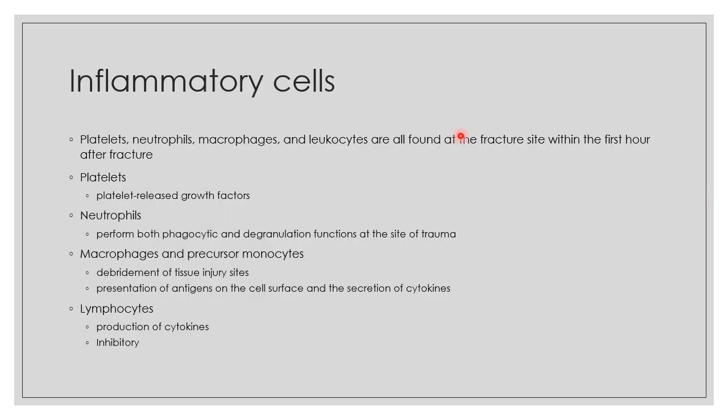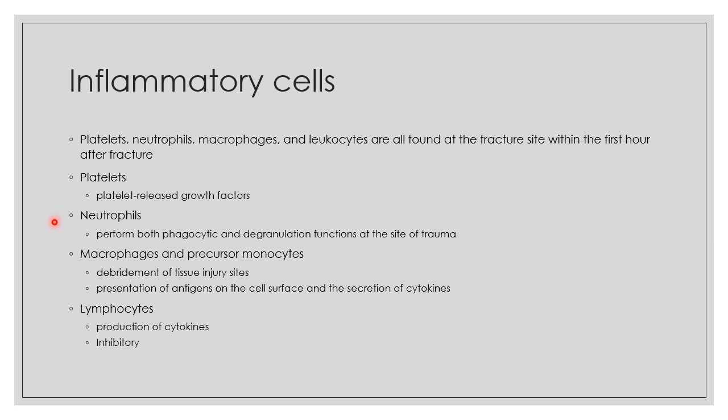By inflammatory cells, we mean platelets, neutrophils, macrophages, and leukocytes that are found in the fracture site within the first hour. Platelets, basically, release their growth factors, particularly your vascular endothelial growth factor, your transforming growth factor beta, your fibroblast growth factor, your insulin-like growth factor 1, and platelet-derived endothelial growth factors.